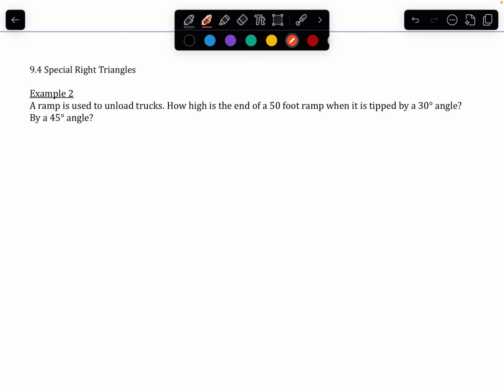It says a ramp is used to unload trucks. How high is the end of a 50-foot ramp when it is tipped by a 30-degree angle? So we draw a triangle, 30-degree. This is 50 feet. I'm going to know how high, so this is going to be my x. So this is my hypotenuse, so 50 equals 2 times the short leg of x. So x equals 50 divided by 2 is 25 feet.